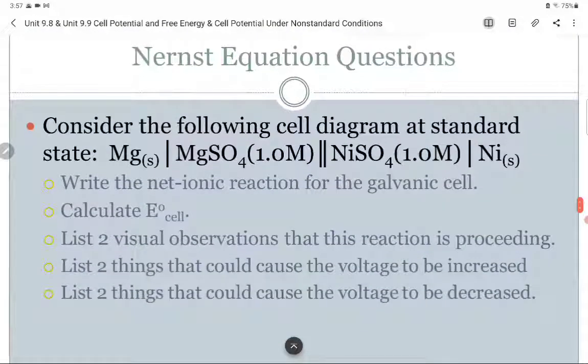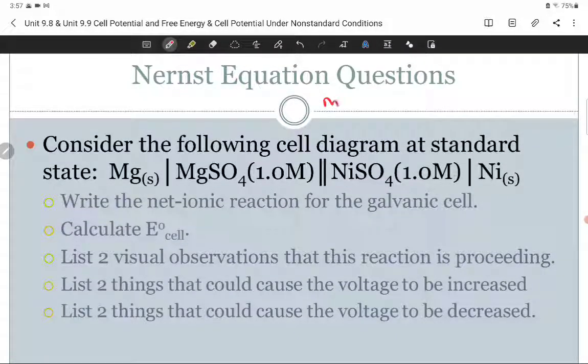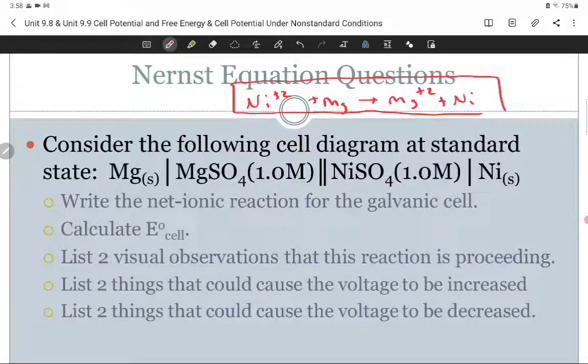Nernst equation questions. Write the net ionic. So remember, this is line notation. Magnesium becomes magnesium ions, and nickel ions become nickel metal. So there we go, there's our balanced net ionic reaction. Calculate E cell.